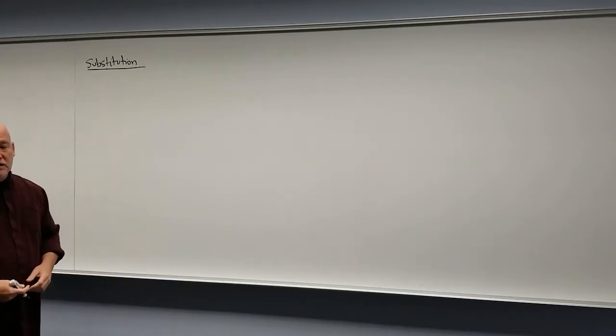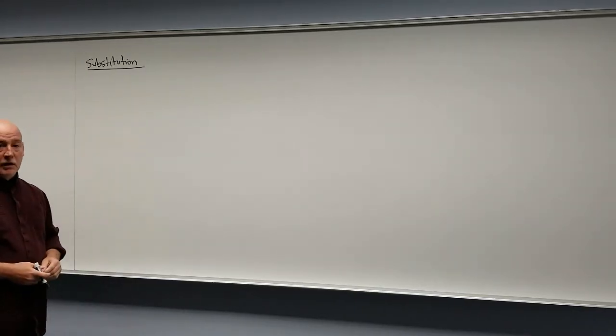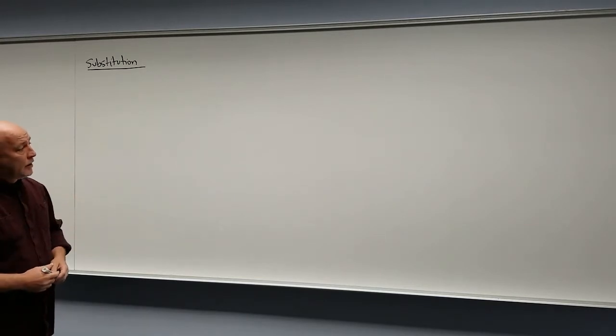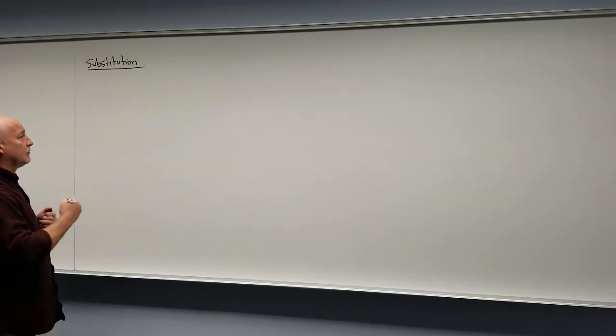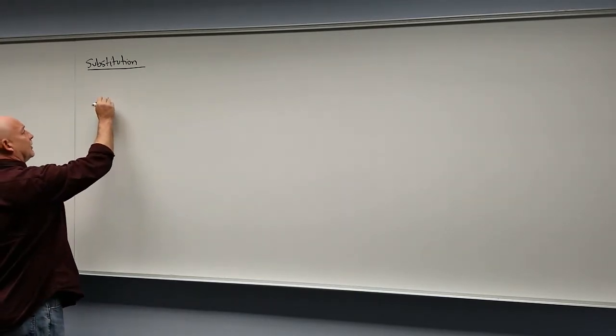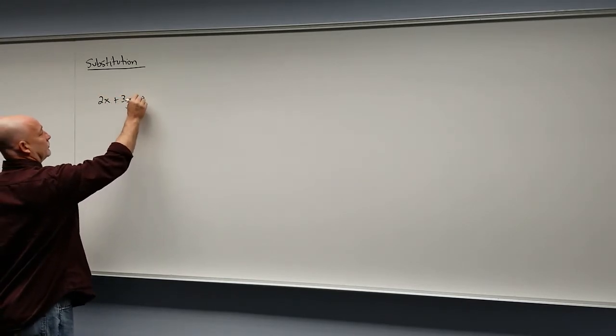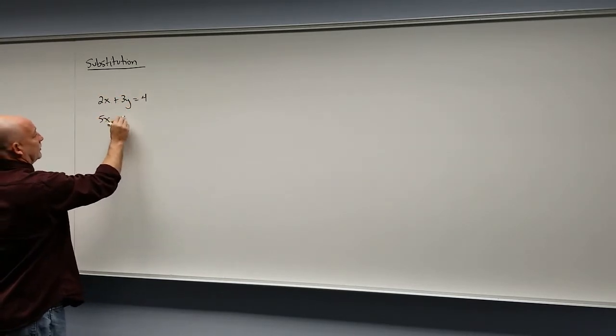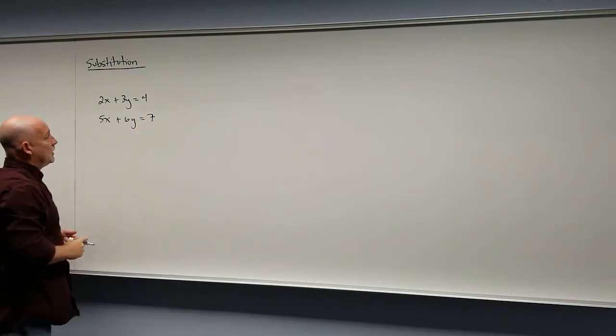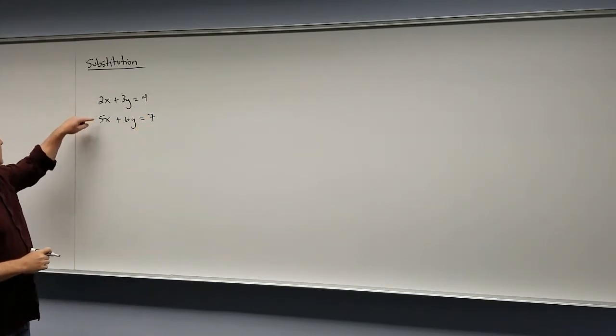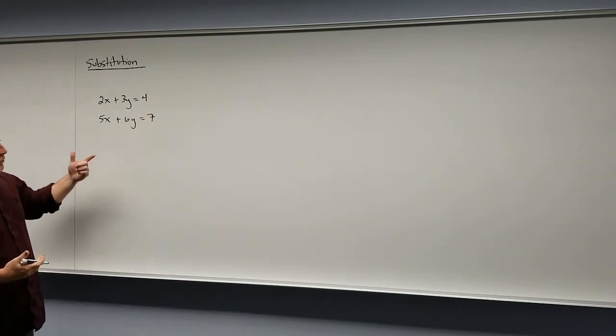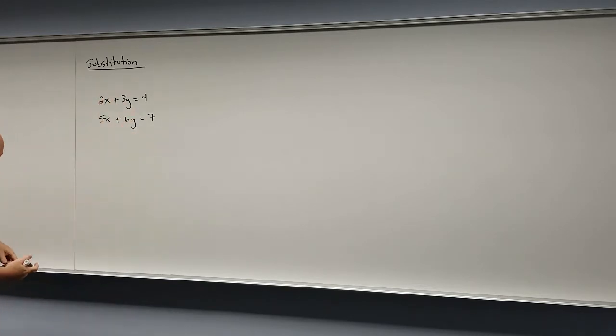Let's take a look at the substitution method for solving systems of linear equations. The problem with the system of equations that we've seen in the past, like 2x + 3y = 4, 5x + 6y = 7, is we could take either one of these equations and solve for a single variable, but we'd still have the other letter in it.